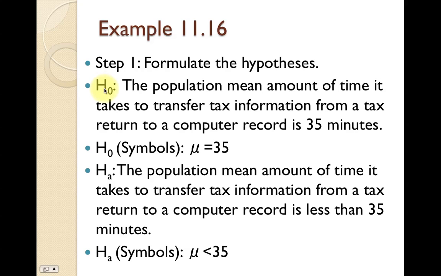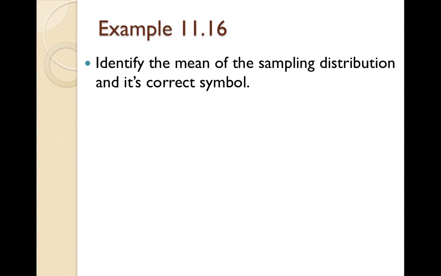Our null hypothesis states the status quo, basically that the new system is no better than the old system. The alternative hypothesis states that it's significantly less. Mu is less than 35. Ideally, we want to prove that it's so far to the left, so far that it's enough to reject the null hypothesis. So let's move forward and see what this test looks like.